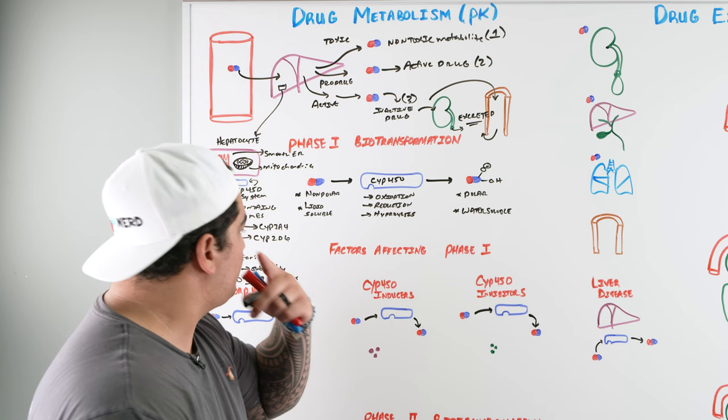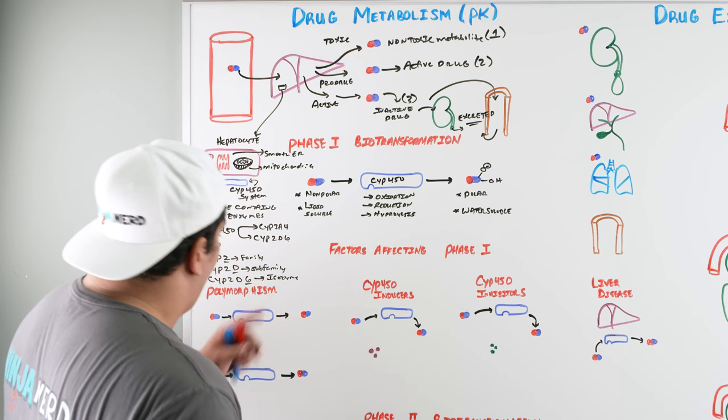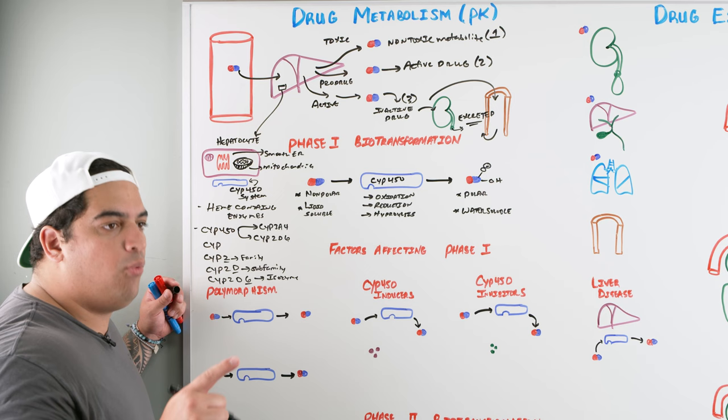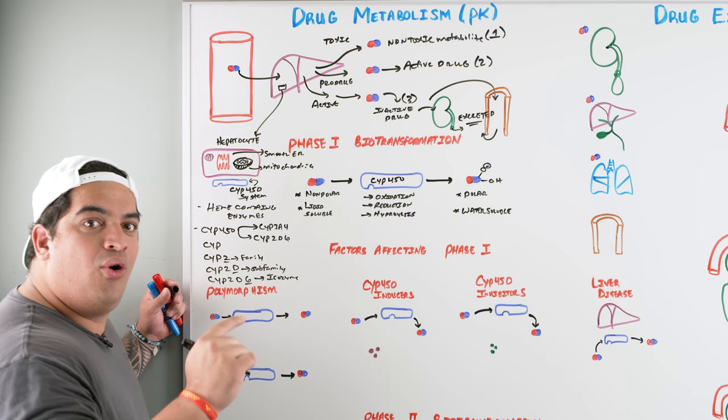Now, I think one of the big things to understand is not only what this enzyme system does, but what are the things that can affect the ability of this enzyme to do its job? One of them is very interesting, and it's kind of like a genetic concept. There's something called polymorphism. So genes can actually vary in how readily this enzyme can metabolize a drug. In other words, it can metabolize something so quickly, or it can metabolize something super, super slowly.